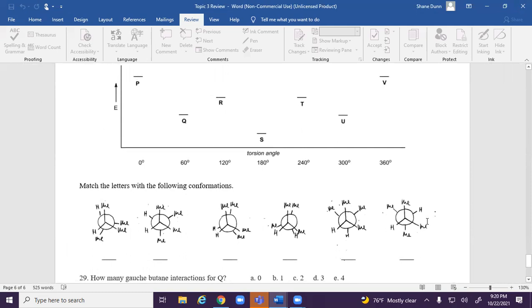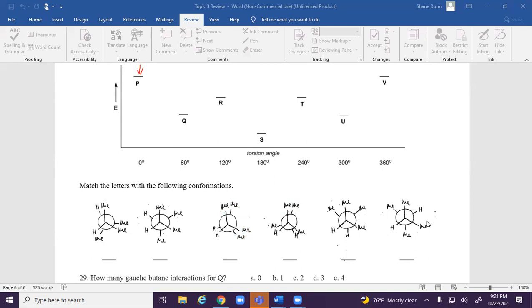So which two show methyls overlapping? The third and fourth one. Third and fourth one, yes. Yep. So, but this one right here. Aren't they overlapping in the first one too on the side? Yeah, I was just going to say that one too, right?